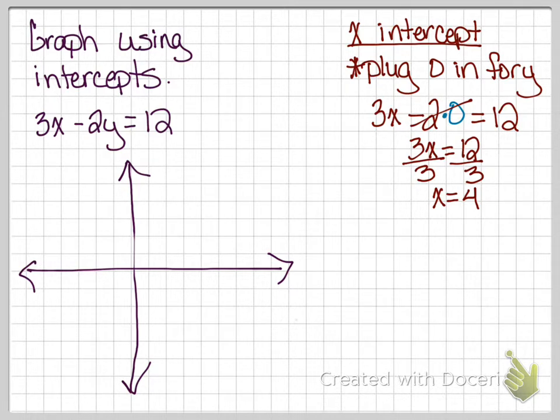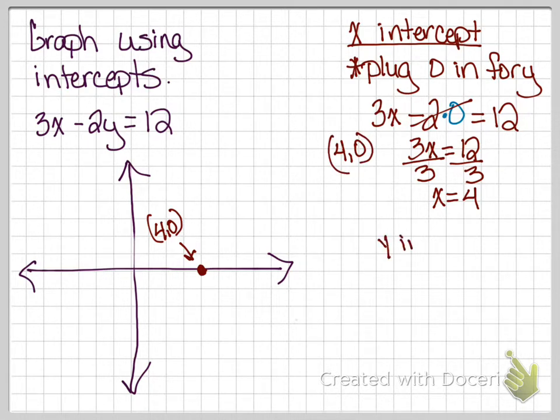Now, I want you to be careful here, because when I am finding my x-intercept, what is my y value? 0. So what is my ordered pair for this x-intercept? What's my ordered pair right here? Good. Keep that in mind. So my ordered pair is going to be 4, 0 for my x-intercept.